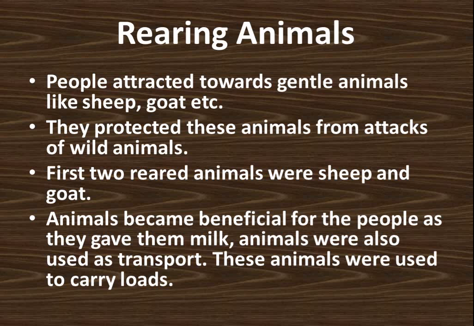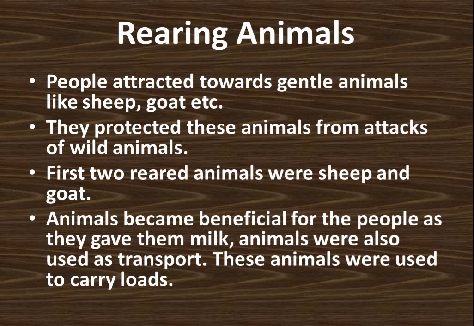Animals became beneficial for the people as they gave them milk. Animals were also used as transport, means for moving from place to place. These animals were used to carry loads also. So there can be a particular question, how did the rearing of animals become beneficial for the earliest people? It became beneficial because these animals were giving milk to them. They used them as transport also, and even used the animals for carrying loads.